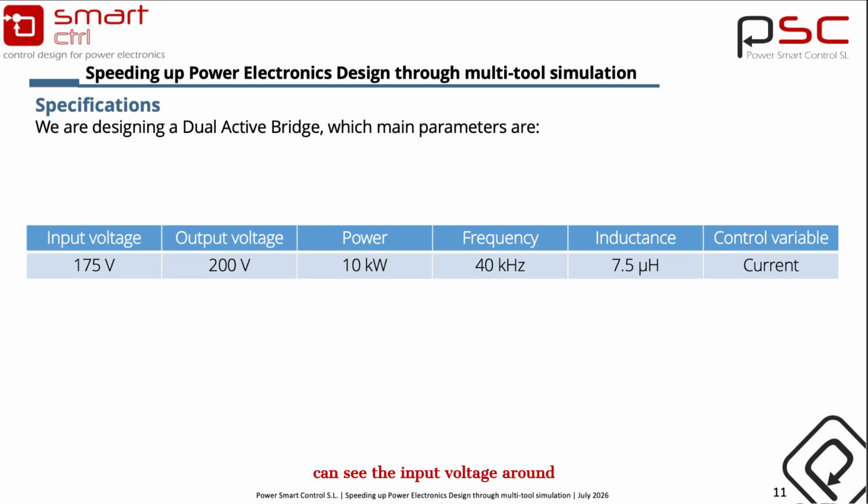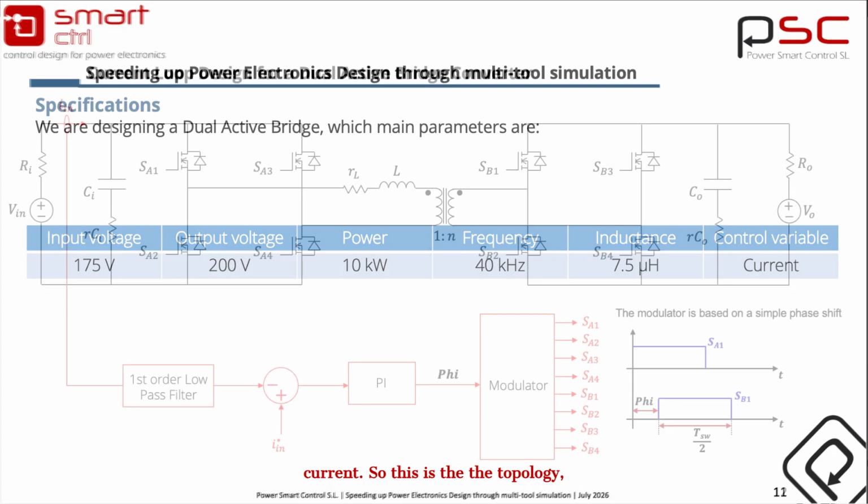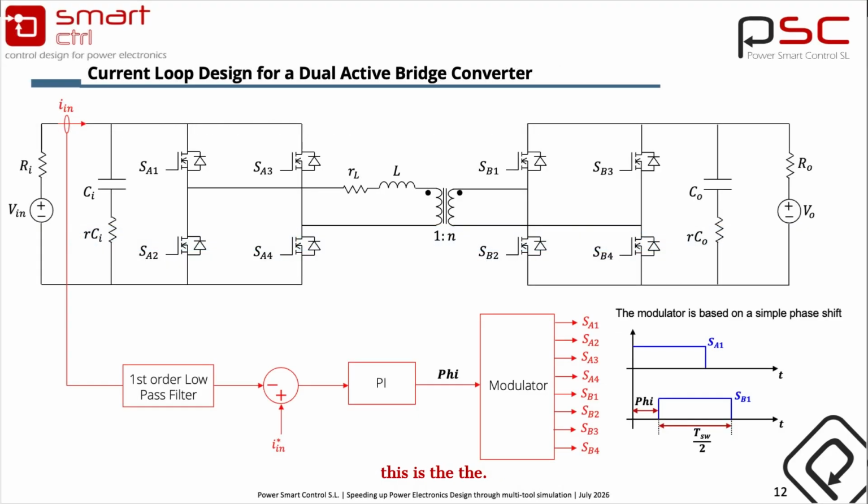As you can see, the input voltage is around 175 volts. The output voltage is around 200 volts. The power is 10 kilowatts. The switching frequency is 40 kilohertz, and there is the inductance value. The magnitude that we try to control is the input current. So this is the topology, the dual active bridge.